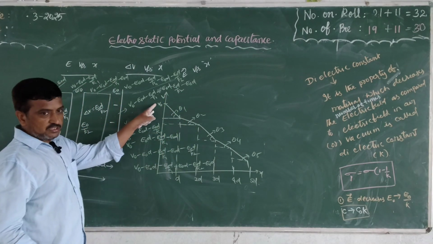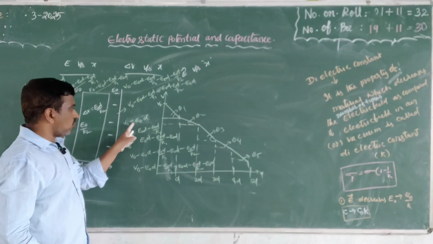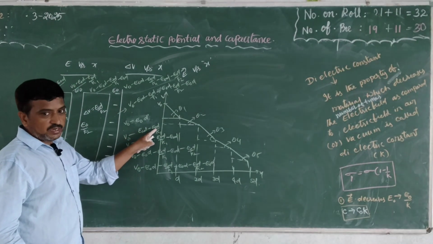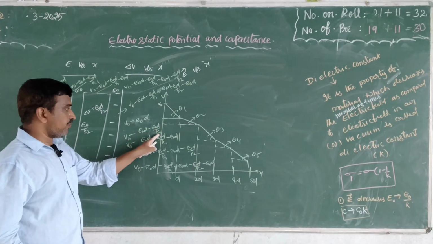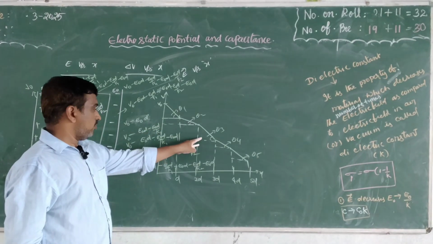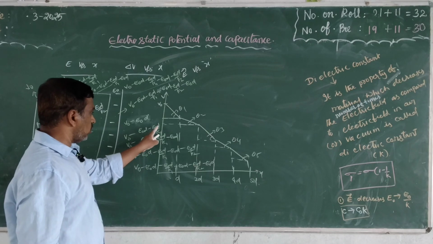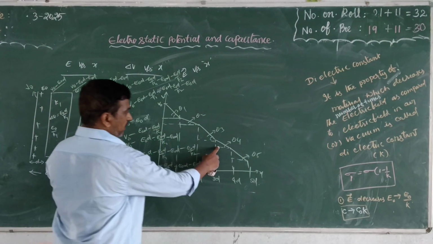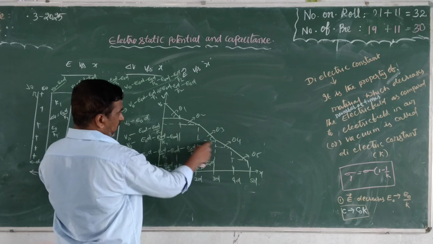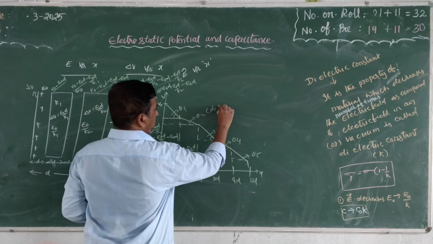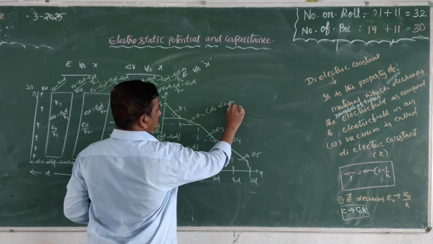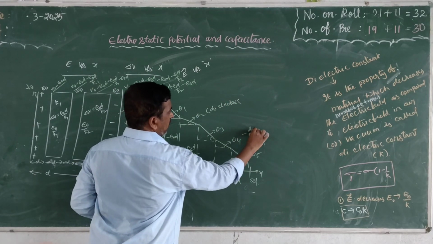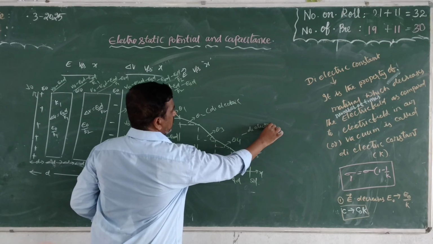So here the maximum is V naught minus E naught D. Where the dielectric is there, it is minus E naught D by K. Next, in the normal air medium it is E naught D, then E naught D by K1 minus the air medium E naught D. Here again a dielectric is there; these two regions are dielectrics.